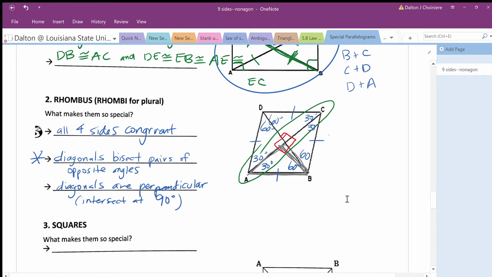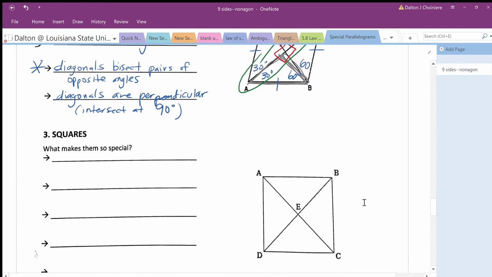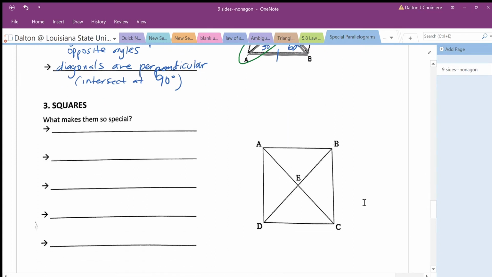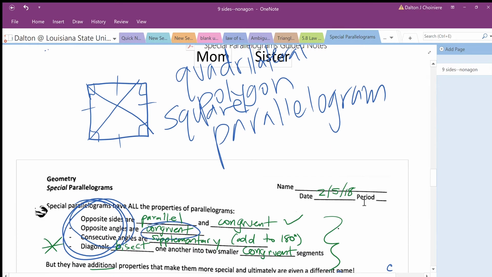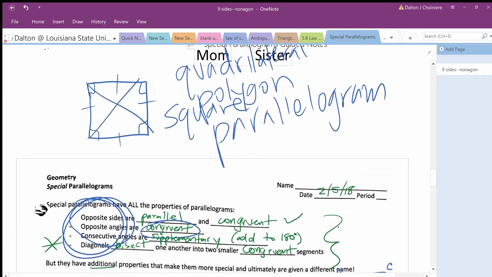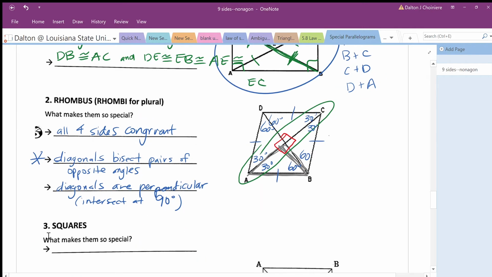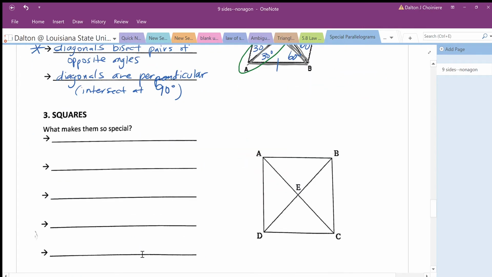Last shape we're going to talk about for quadrilaterals right now is a square. Now, a square is a parallelogram, right? It's got opposite sides are parallel and congruent. It's got opposite angles are congruent. Consecutive angles are supplementary. Diagonals bisect. So a square has all of these. But it has 5 more things. So tell me what makes squares special.